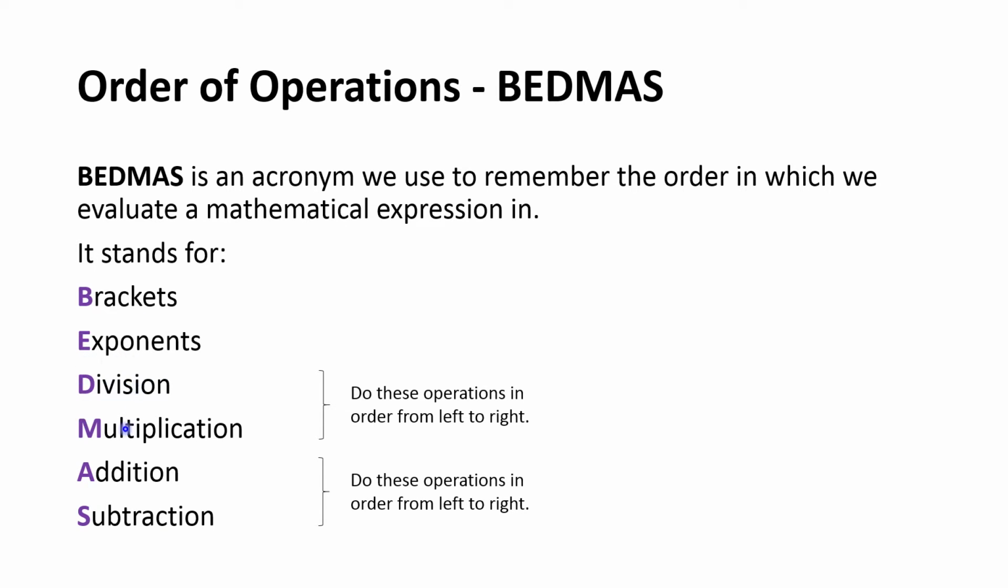So division and multiplication, just because division is before multiplication, it doesn't mean that we always do division before multiplication. For these two, we have to do these operations in order from left to right. So if a number is multiplied by something and then divided by another number, then we do the multiplication first, then the division. And after division and multiplication, we do addition and subtraction. For these two as well, we do these operations in order from left to right. So addition is not always before subtraction.